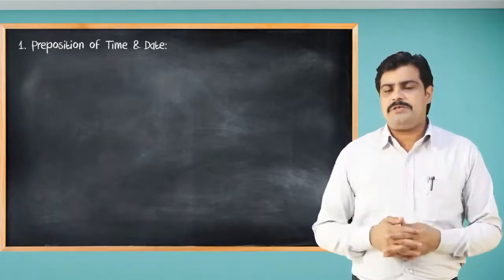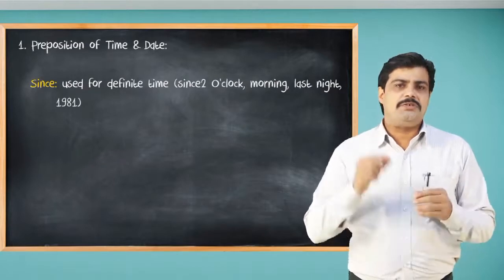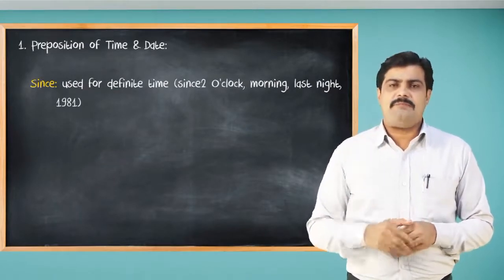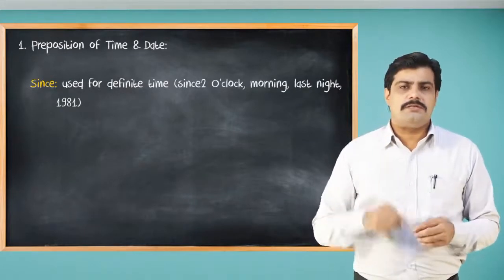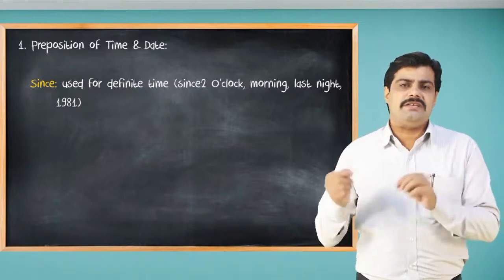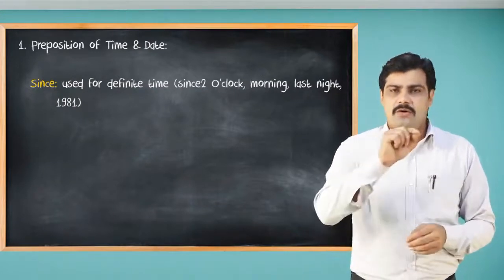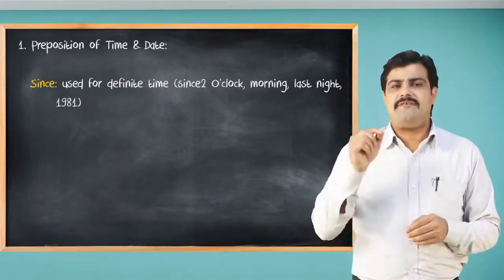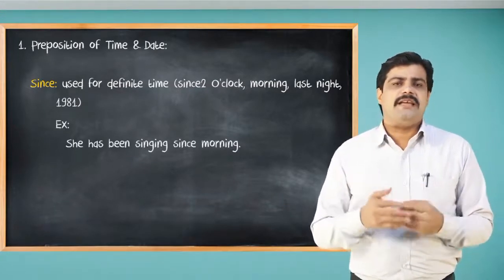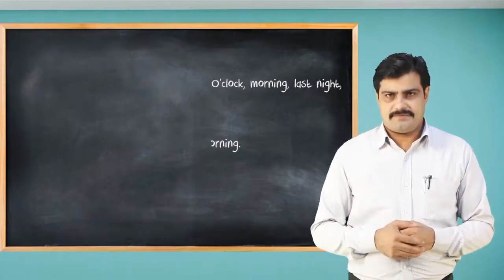The another preposition is since. Since is used for definite time. For example, since 2 o'clock, since morning, since last night, since 1981. Here you see that in all these expressions we have definite time. For example, she has been singing since morning.